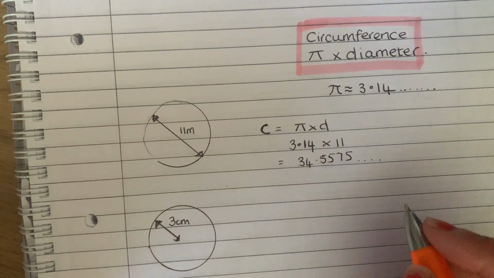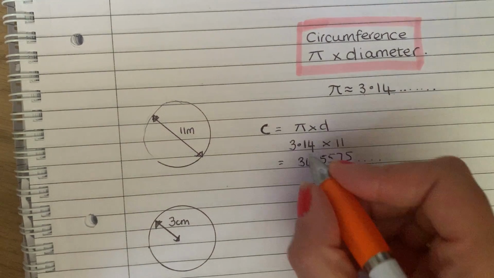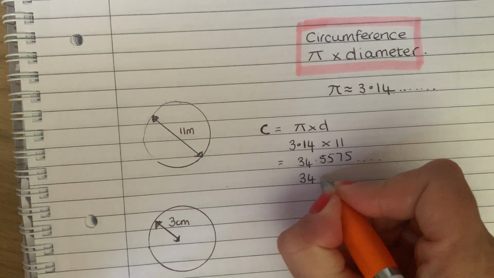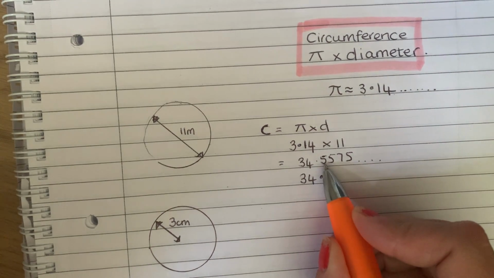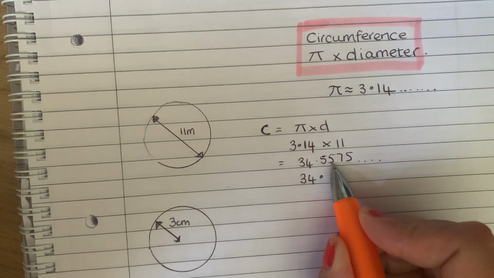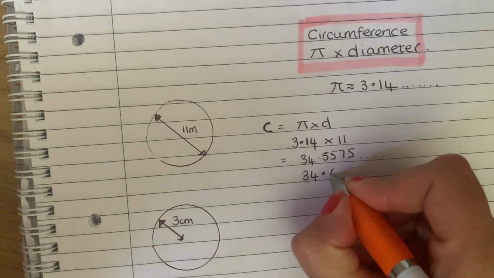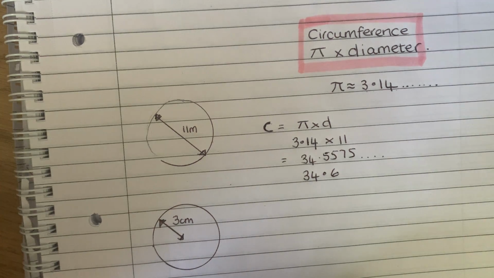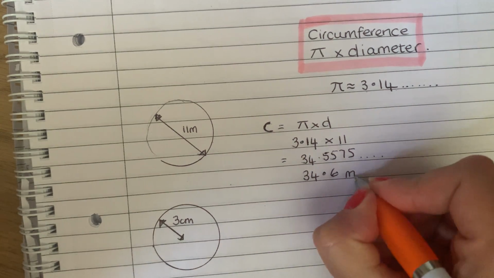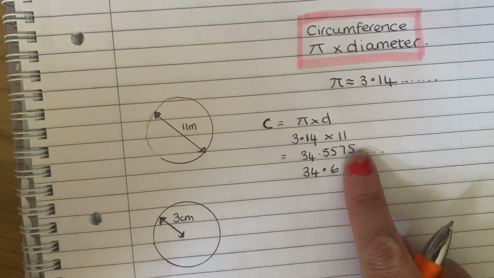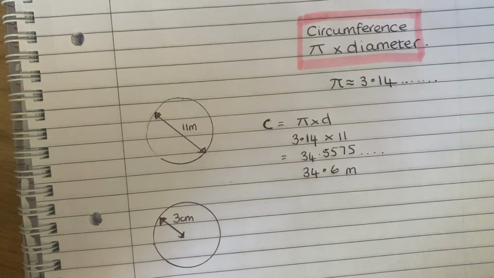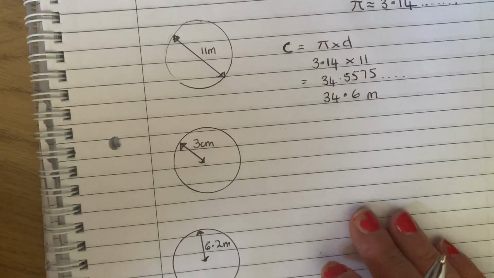Now, I want all your answers today to one decimal place. So 34 point, now is it 34.5 or 34.6? Well, because that's a 5, the next one we round up, so that's 34.6. So the answer there is 34.6, and it would be meters. When you do it on the quiz, just write 34.6. Don't put any units in. Right, let's try the next one.